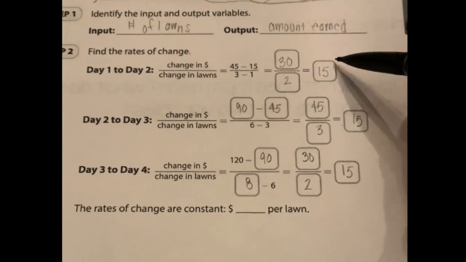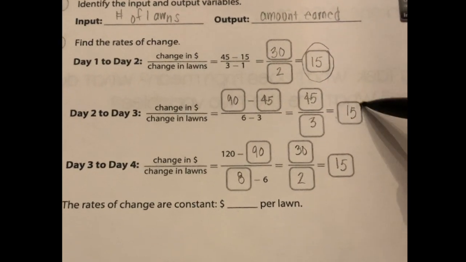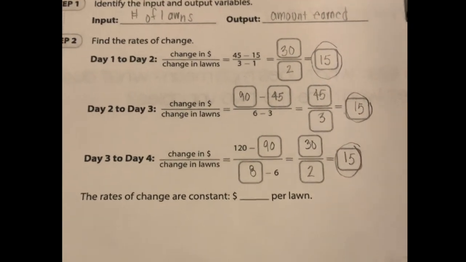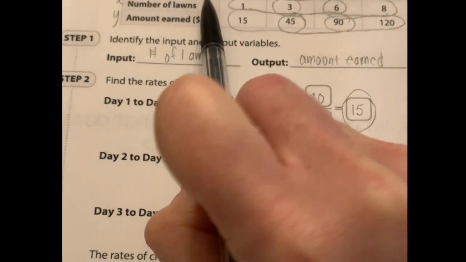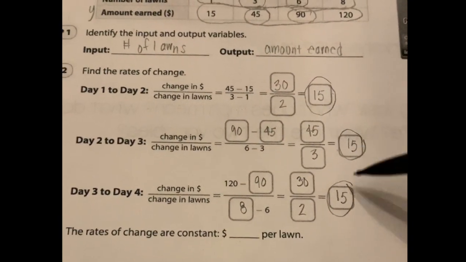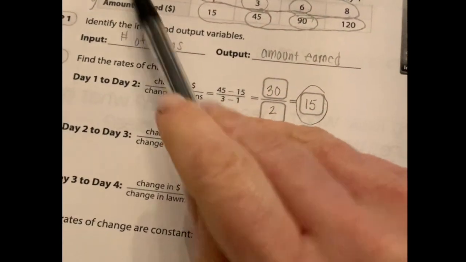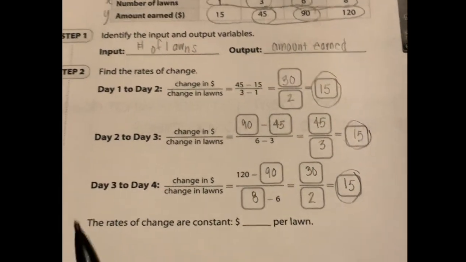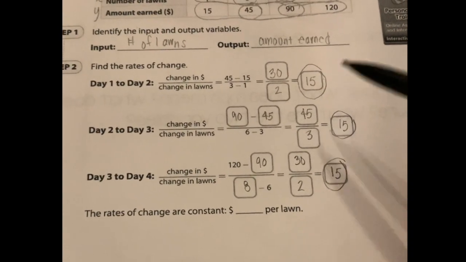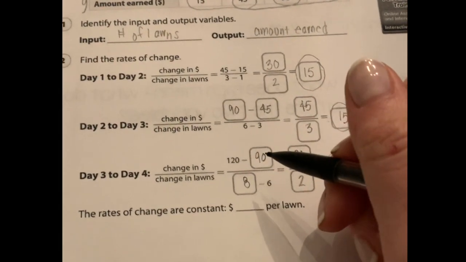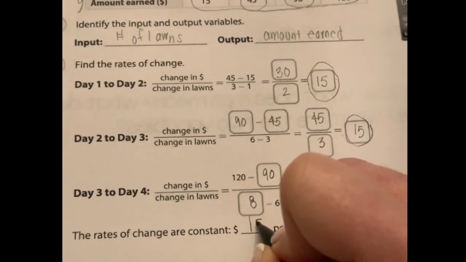So what we can see is that the rate of change each time was 15. So if you return back to the question, is that rate of change constant or variable? If it's staying the same each time, then that means it's constant. Okay, so the rates of change are constant, and the amount that Eve is earning each time she mows a lawn is $15.